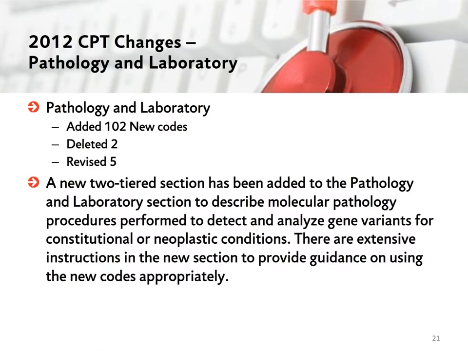For 2012 CPT changes for pathology and laboratory, we had a large variety of new codes added. Practically 102 codes were added. We had 2 deleted codes and 5 revisions. A new tier section has been added to the pathology and laboratory section to describe the molecular pathology procedures performed to detect and analyze gene variants for constitutional or neoplastic conditions. There are extensive instructions in this new section to provide guidance in using the new codes appropriately.